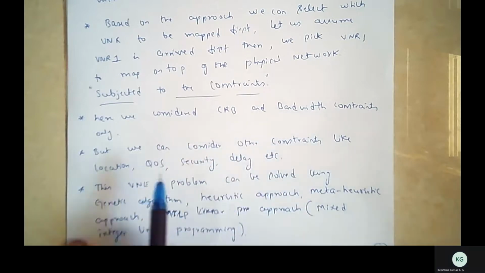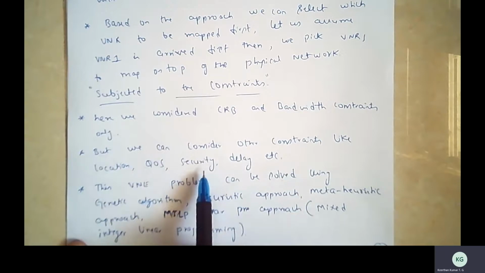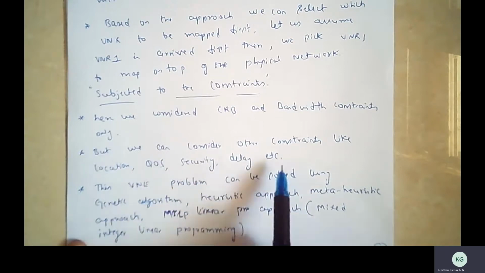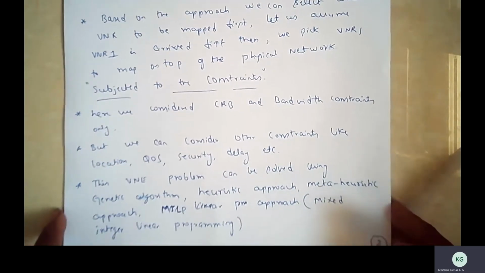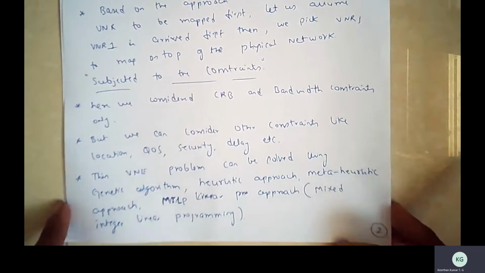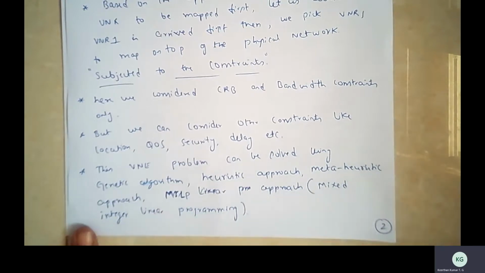There are other parameters we can consider as constraints, like location, quality of service parameters, security parameters, delay parameters, and so on. This mapping problem is called virtual network embedding. Embedding is also called the mapping problem. This problem can be solved using a genetic algorithm approach, heuristic approach, meta-heuristic approach, and MILP approach, where MILP stands for Mixed Integer Linear Programming. Like this we can solve the problem.